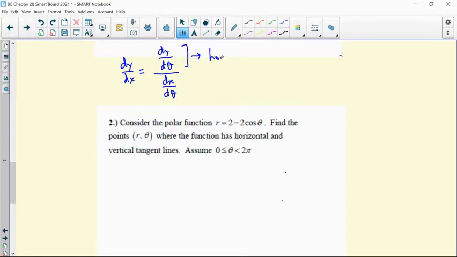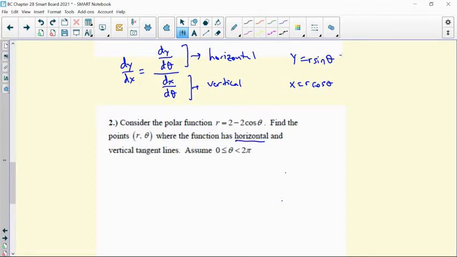That'll help us find a horizontal tangent, because that slope of zero will be determined by that particular function. And then if you wanted to find an undefined slope, we need the denominator zero. So that would give you where there'd be a vertical tangent line. And again, don't forget x is equal to r cosine of theta, and y is equal to r sine of theta. So I guess we can do the horizontal one first.